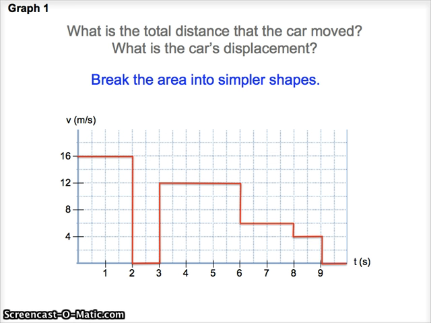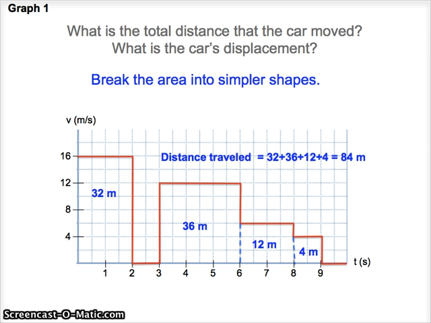Here's a car that has very distinct values of velocity at different times. It's very quickly changing its speed. If we break this shape into simpler shapes, we'll be able to determine the area between the red line and the axis. So now we have 4 rectangles that we need to consider.